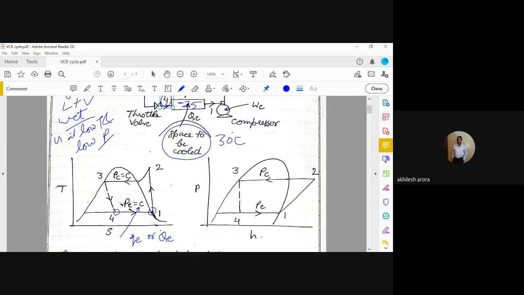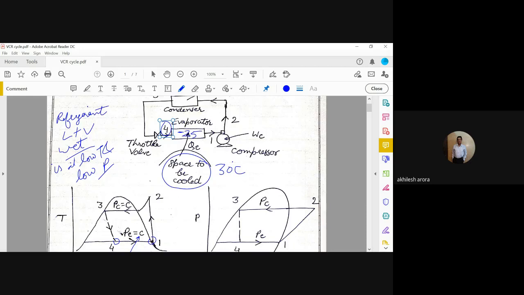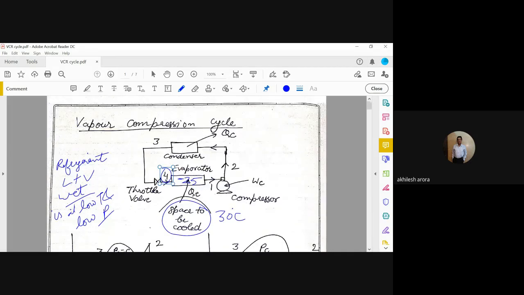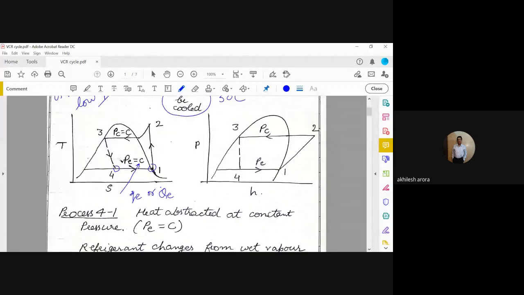Once again, coming back to the schematic diagram here, I hope you are able to hear me. Please answer. Yes, sir. Okay. So at state point 1, we have the dry saturated vapor. Dry saturated vapor means the dryness fraction here is x equal to 1.